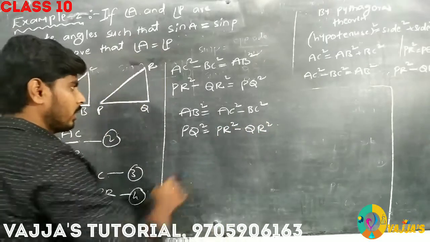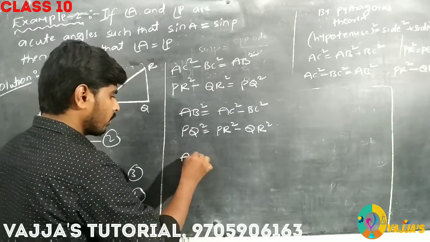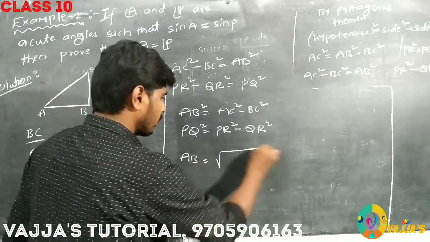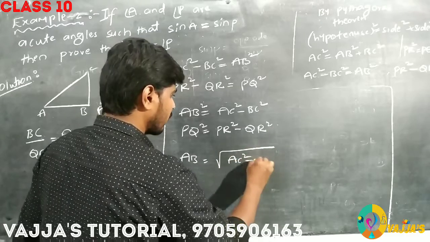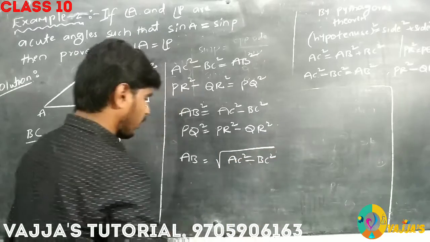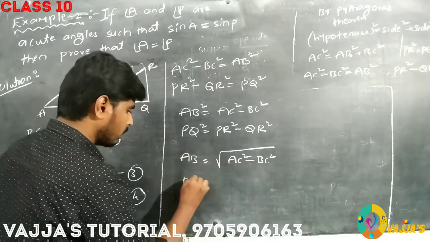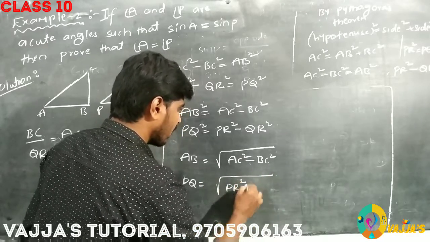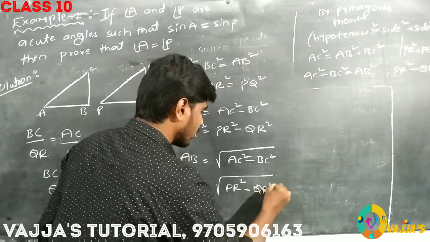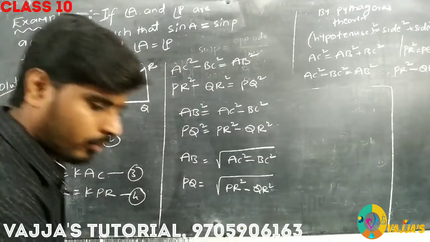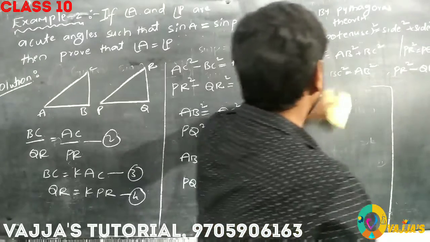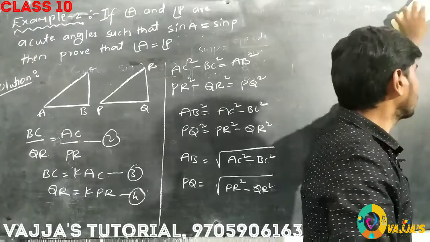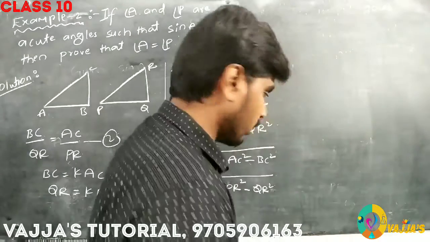Okay, right. Now in the next step, this square goes to root on the LHS side. It becomes the root of AC square minus BC square. This one, PQ equals, it becomes the root of PR square minus QR square. Right, look at here.